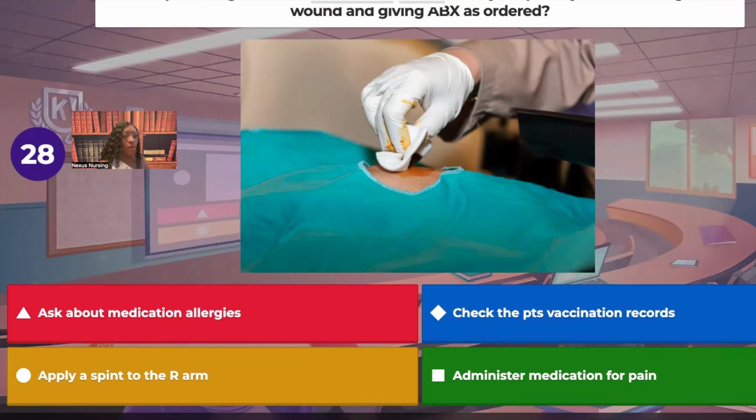So again, you have a patient that comes in and they have a gunshot wound to the right upper extremity. What is going to be your priority action after you've cleaned the wound, you've dressed it, and you gave your patient antibiotics? What are you going to do next? Here are your options. Ask about medication allergies, check the patient's vaccination records, apply a splint to the right arm, or administer medication for pain.